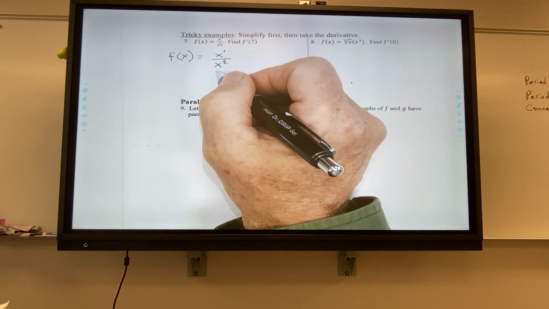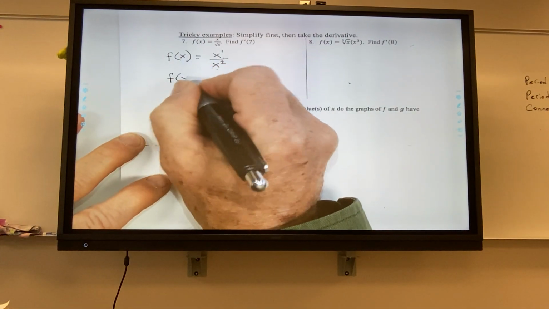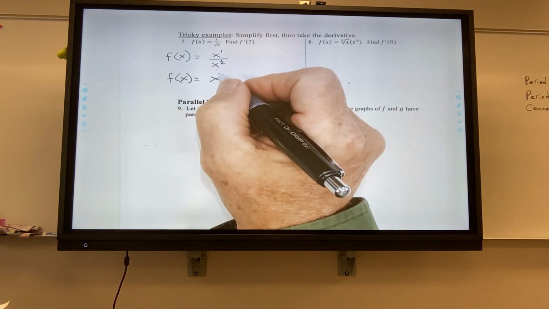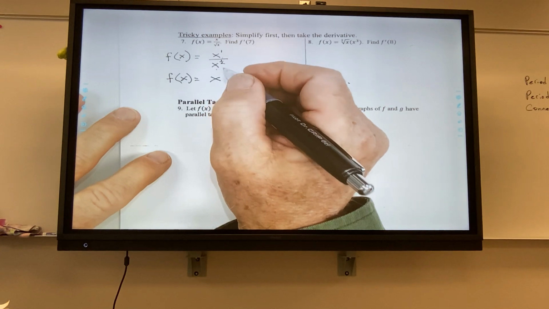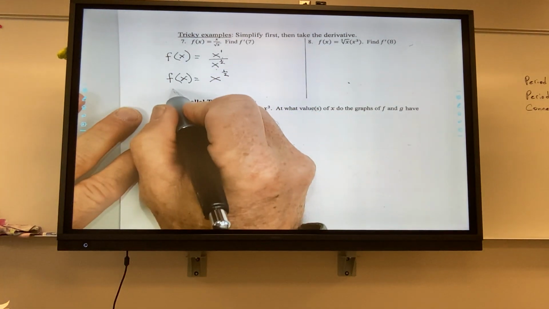We subtract. So I'm going to rewrite f. I haven't even taken the derivative yet. I'm still doing algebra. It's going to be x to what power, Owen? 1 minus 1/2. Half. So now we're going to take the derivative.